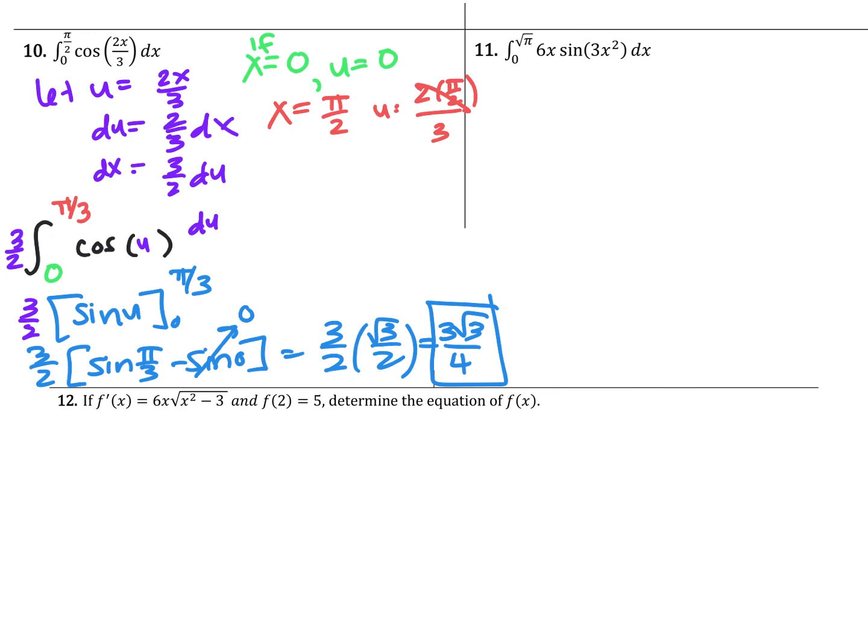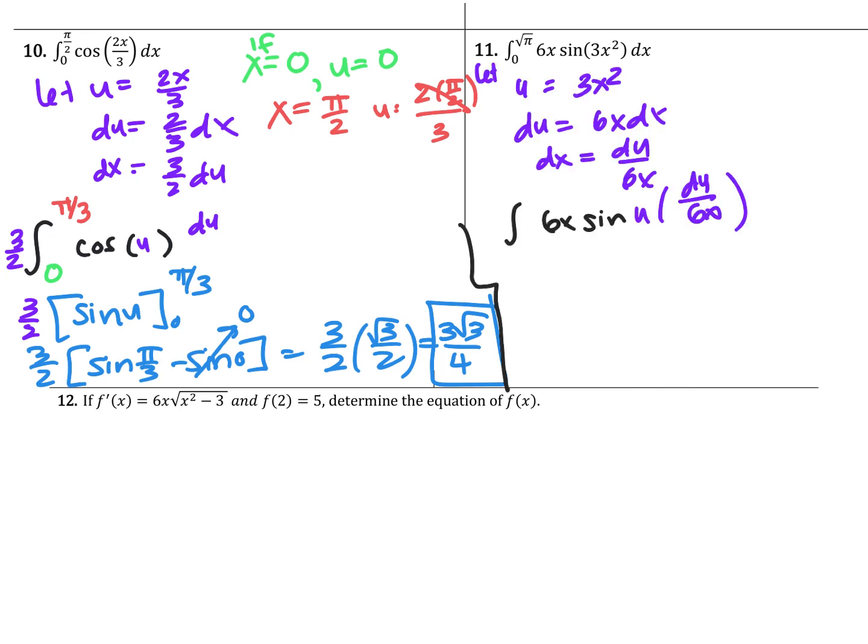All right, let's get through number 11. So here's our simplified integral with u-substitution. These 6x's are going to divide out, and let's go ahead and find our new bounds. If x equals 0, then u equals 0. 3 times 0 squared is still just 0. If x equals the square root of pi, then u equals 3 times the square root of pi squared, which is just going to be 3 pi.